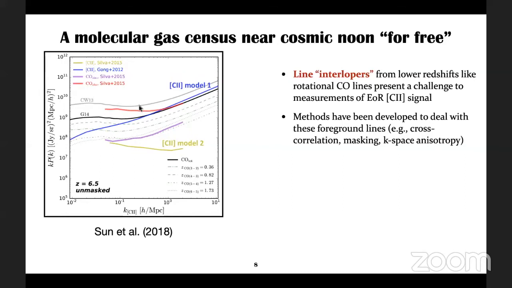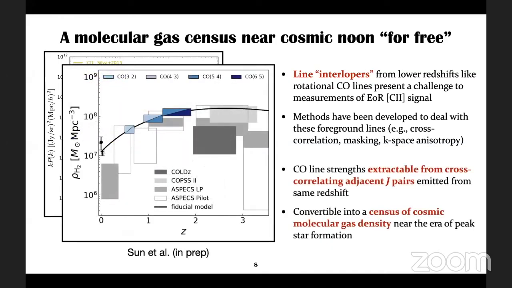But fortunately, to deal with these kinds of foreground emission lines, people have come up with a number of different techniques, like I listed here, such as cross-correlation, masking, and the usage of k-space anisotropy. That being said, these foreground lines are not just troublemakers. They actually provide useful probes of how star formation is supplied by molecular gas near the so-called cosmic noon.